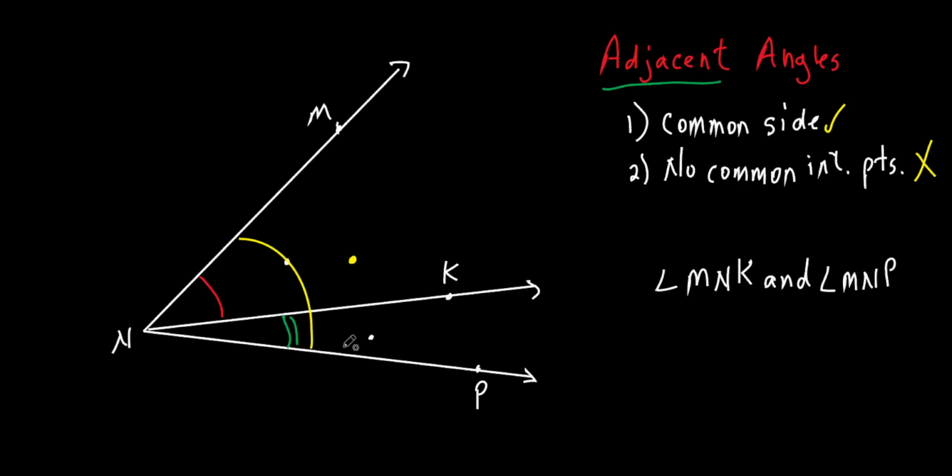No, they're not. Okay, what about the green one and the yellow one? They're not adjacent as well, because if I put a point right there, that's in the yellow one and it's in the green one. All right, and you can't have that in an adjacent angle. Make sense? Okay, we're almost done. I think we got one more thing.